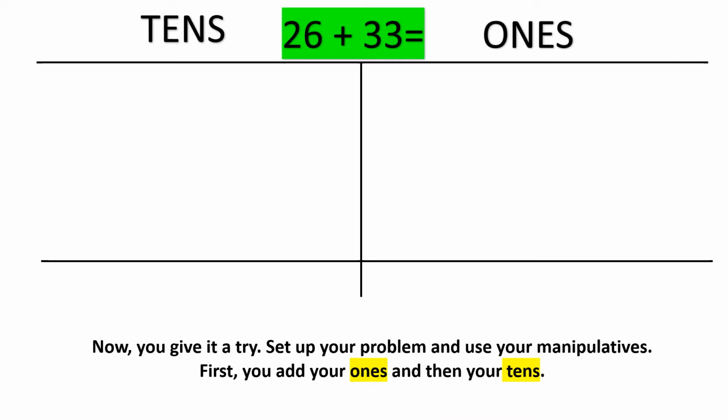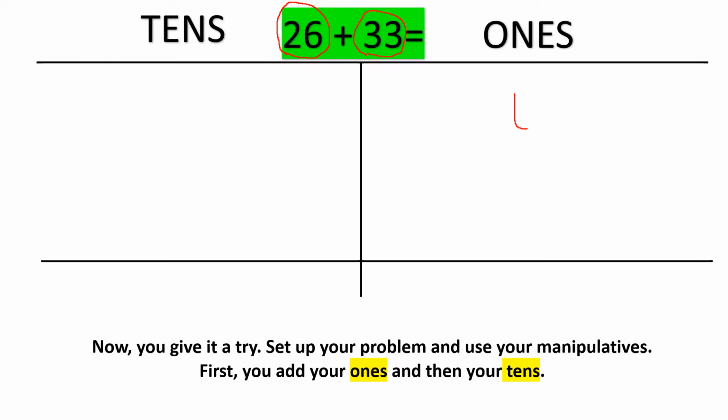So here you can see that I have a place value mat and I have a number sentence. And my number sentence is 26 plus 33. The first thing I want to do when I am solving an addition problem with two-digit numbers is break apart my numbers. When you're adding two numbers, you want to take the first number in your number problem and break it apart into ones and tens. Then you're going to take the second number and break it apart into ones and tens.